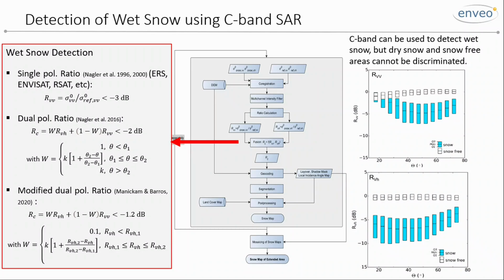Then, in principle, you can geocode this. You can do the segmentation and post-processing, so you remove forested regions where the signal is masked by the trees. And finally, you get a kind of snow map, and then you can even merge different tracks in order to increase the observed region, because for the Alps you need a couple of tracks.